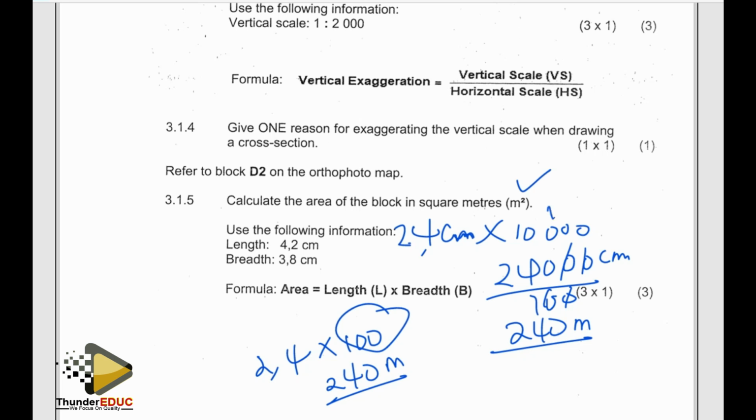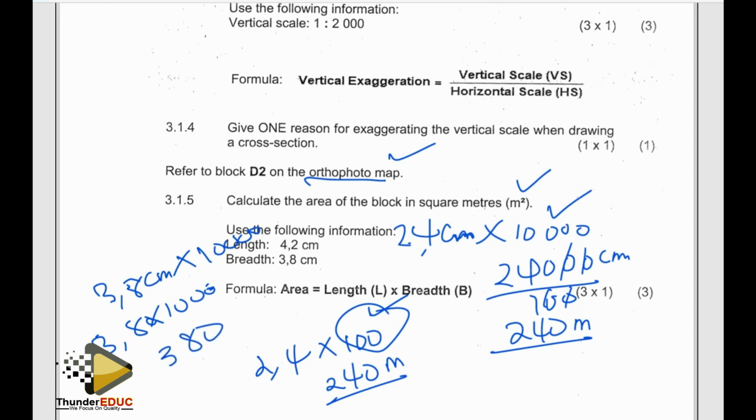What you need to note is make sure that you are using the right map scale. If it's an extract from the orthophoto map, ensure you use the scale of the orthophoto map, 10,000. If it's an extract from the topographic map, you use the scale of 50,000. You do the same with the breadth here. You see it's 3.8 centimeters. You multiply it, if you want to do it the longer way, by 10,000, or you can simply multiply it by 100. 3.8 times 100. This is in centimeters. 3.8 times 100, you get 380.